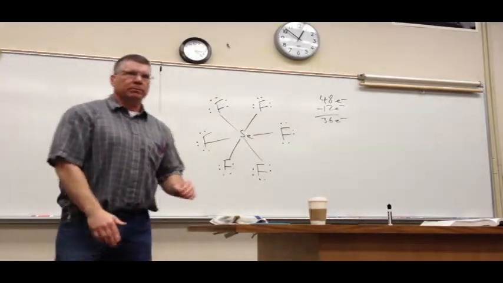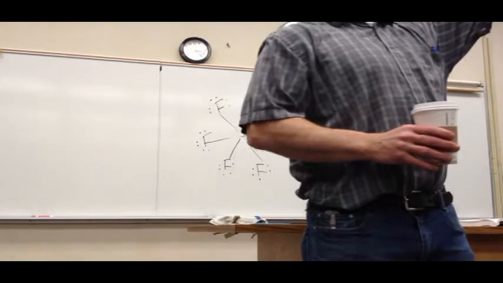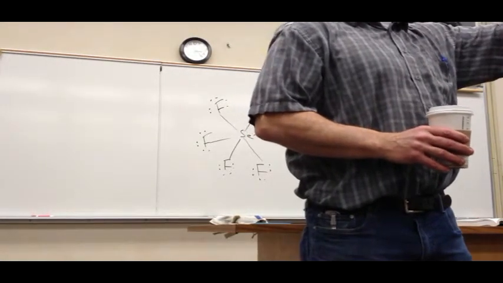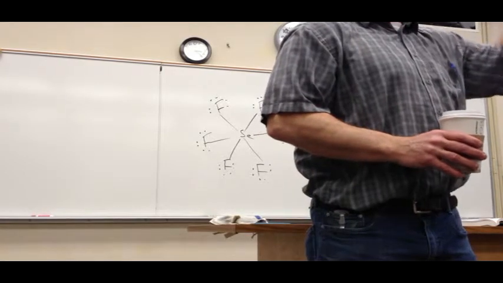The activity series for halogens, it's just like the activity series in your book for the metals. Fluorine's more active than chlorine, which is more active than bromine, which is more active than iodine.